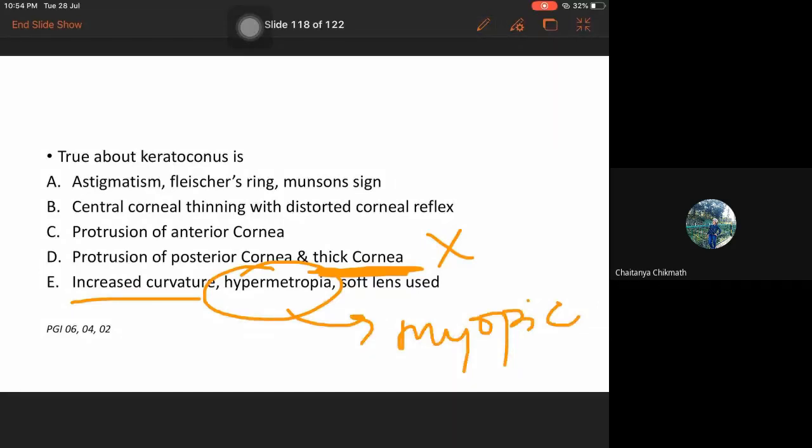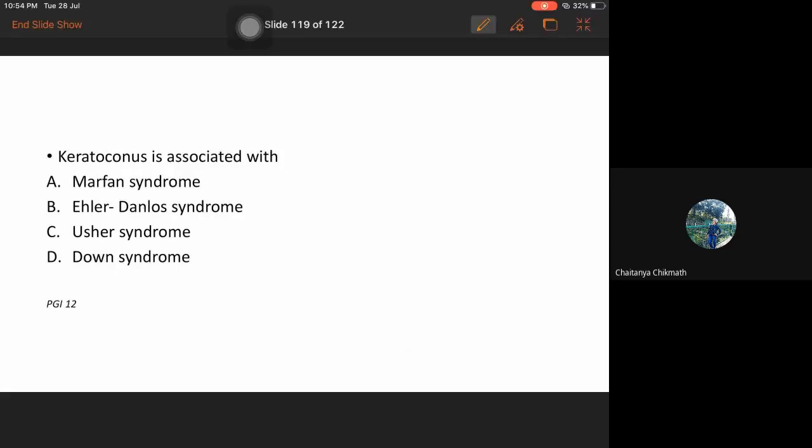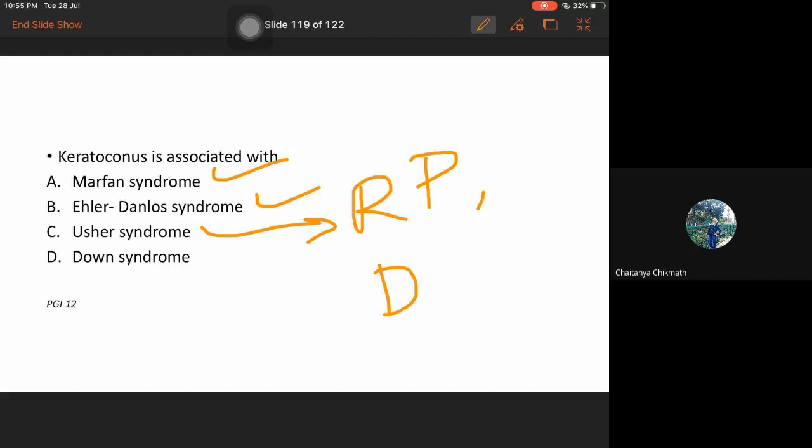Keratoconus is associated with Marfan's, yes. Ehlers-Danlos syndrome, correct. Usher syndrome, this is Usher syndrome. We don't see any corneal involvement, and normally this is because of retinitis pigmentosa, and they will have deafness. This is also known as deaf-blindness syndrome. Then you have Down syndrome that we have already discussed. So this was asked in 2012 PGI Chandigarh. Options are A, B and D.